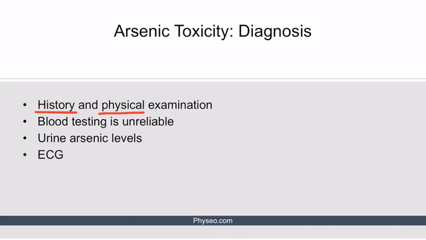Unlike lead toxicity, blood testing is unreliable in the diagnosis, because arsenic is actually cleared too quickly from the blood. Instead, urine arsenic levels can be obtained to support the diagnosis, and this test is considered a good measure of the current or recent arsenic exposure. Now finally, an ECG should be obtained in all patients with suspected arsenic poisoning because you're worried about QT prolongation.